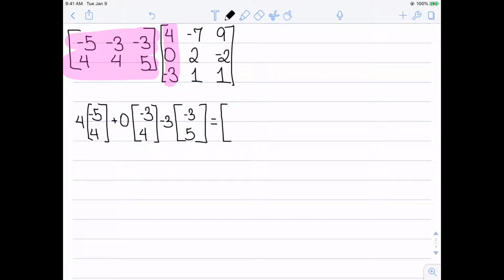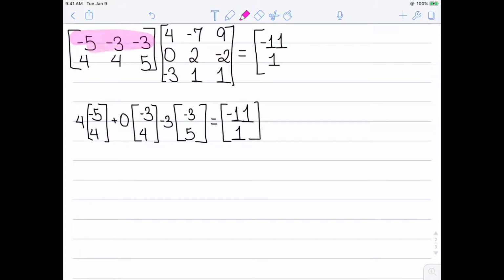That gives me 4 times -5 plus 0 times -3 minus 3 times -3, which is -11. For the second entry, I have 4 times 4 plus 0 times 4 minus 3 times 5, which is 1. So now I have a -11, 1. And that is going to correspond to my first column in the actual answer.